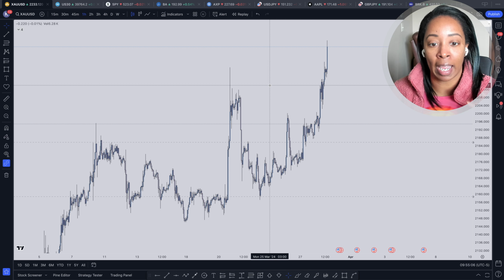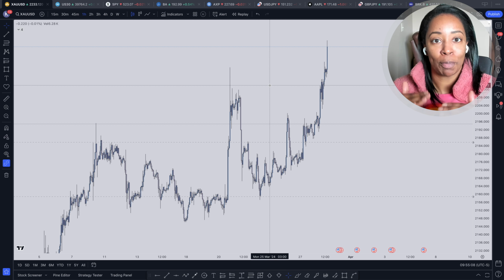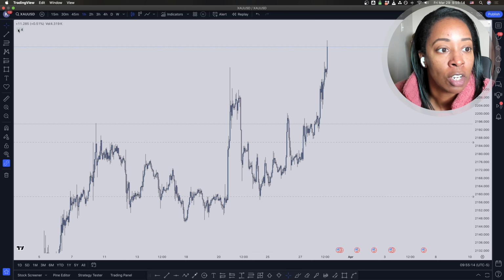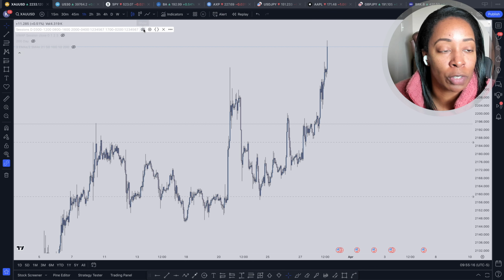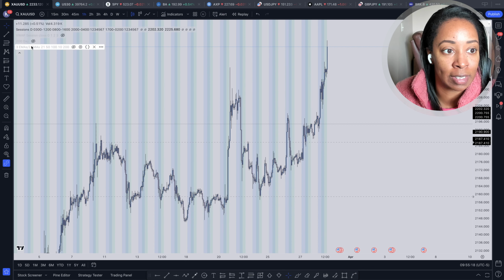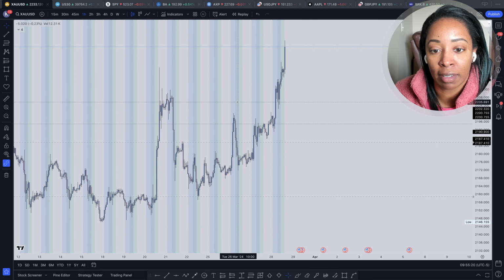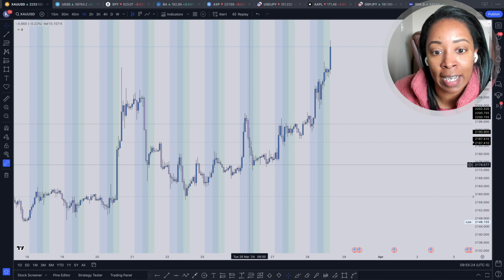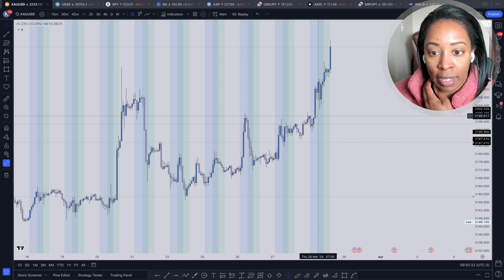And basically, I was not able to catch any of these moves, mainly because a lot of these things happened in the London session. So if you're not new to this channel, you know that I like to use this sessions indicator. Basically, if we zoom in a little bit, we can see that the really big moves, this was London, and there was a reversal in New York. This was earlier this week, and then London, and then some more consolidation.